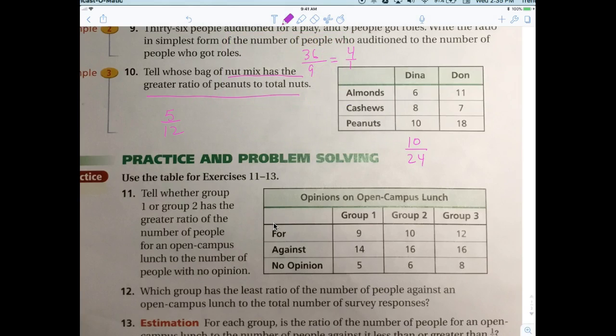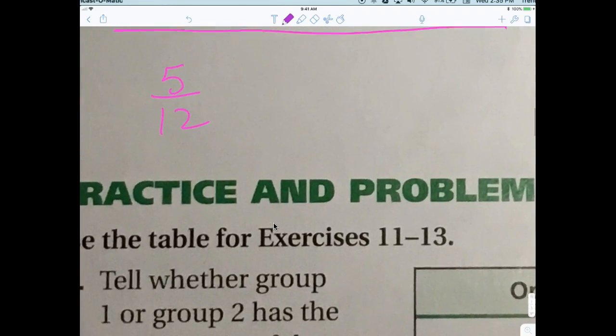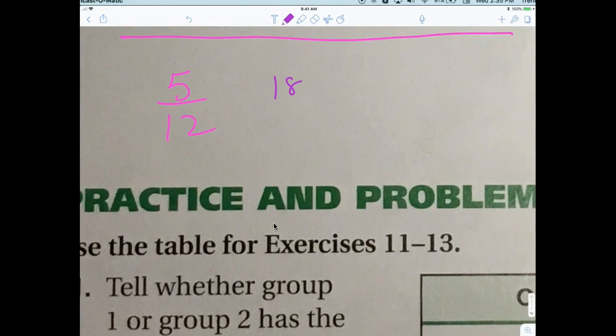And now, peanuts to total for Don would be 18 to 36. So now listen to me, guys. I'm comparing 5 over 12 to 18 over 36. I'm asking you to look at the numbers and tell me which one is obviously greater and tell me why.